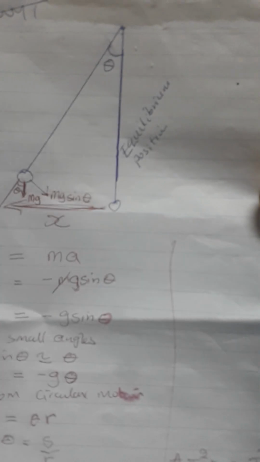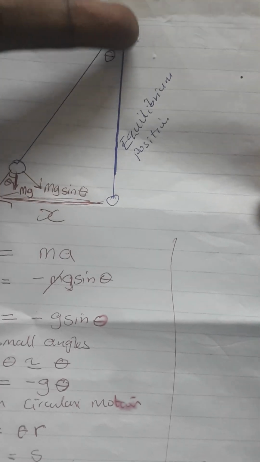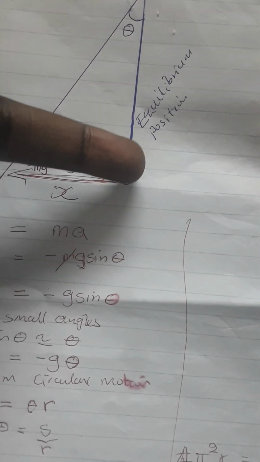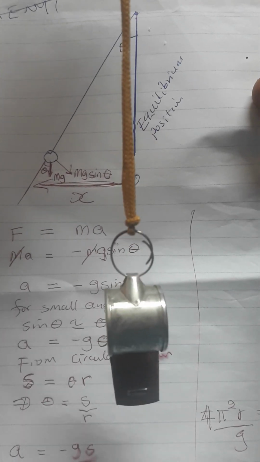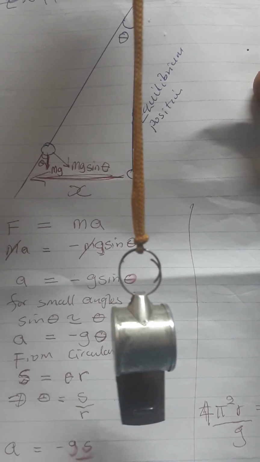So this line where the pendulum settles is what we call the equilibrium position. This is the equilibrium position. This is our pendulum, which represents this. So it looks like this. So that line there where it settles is what we call the equilibrium position.